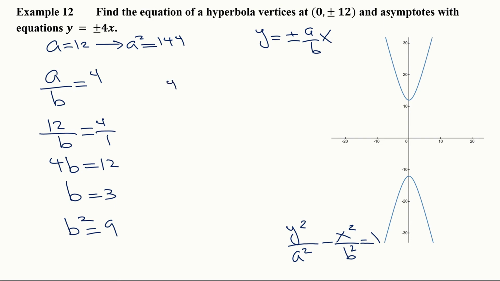So y squared over a squared, actually. A is what? A is 12. So a squared is 144. So y squared over 144 minus x squared over b squared. So that'll be x squared over 9 equals 1. That's it. Okay? Make sure you understand that, and we'll move on.